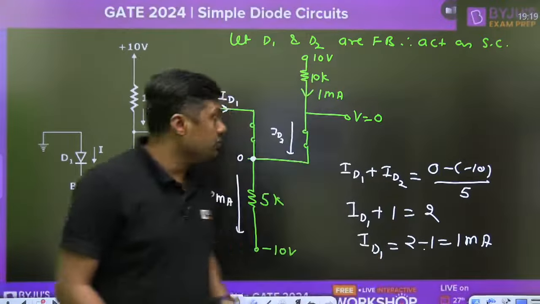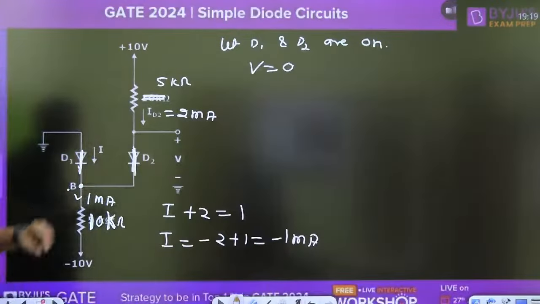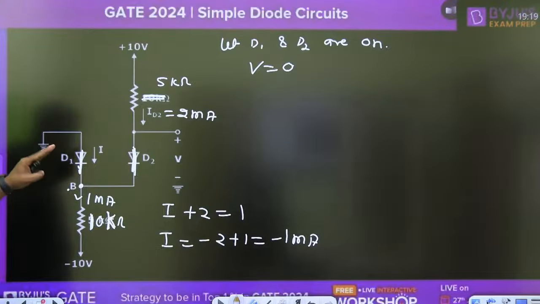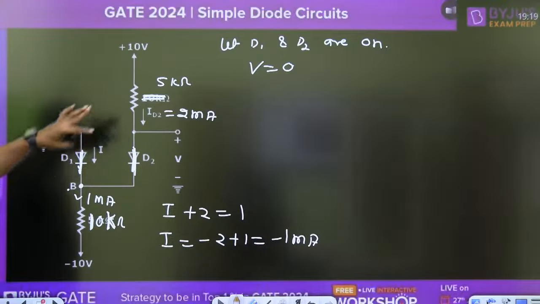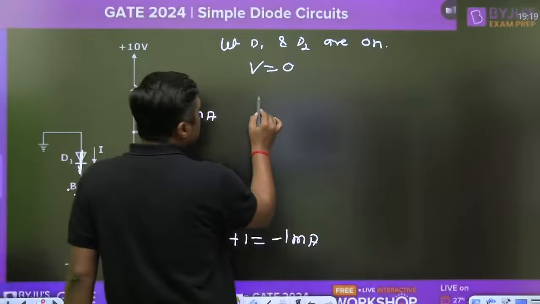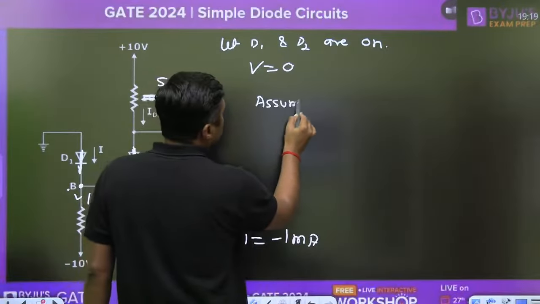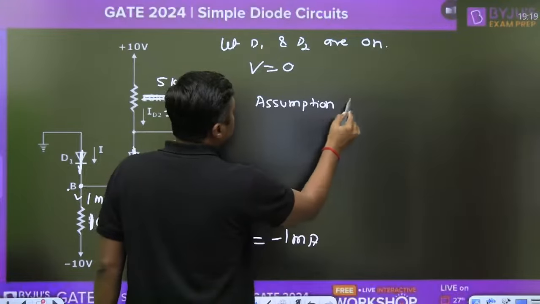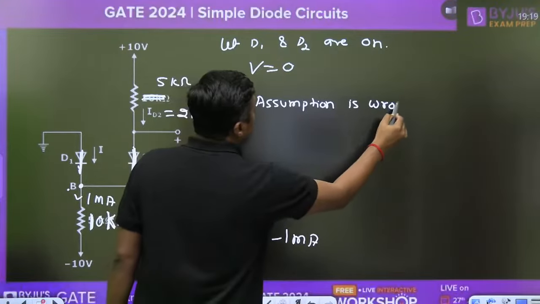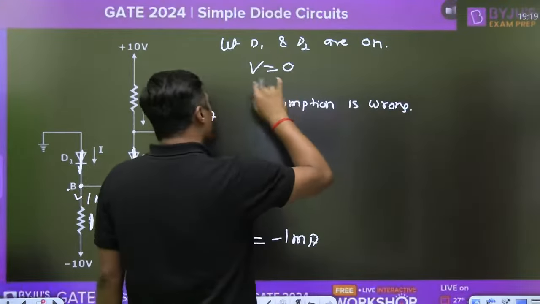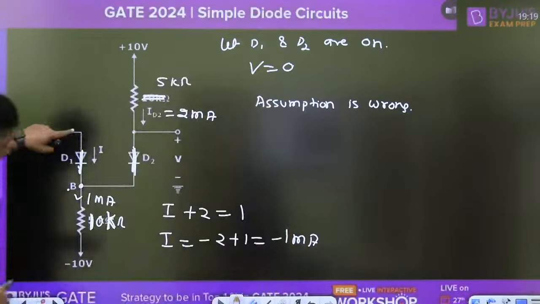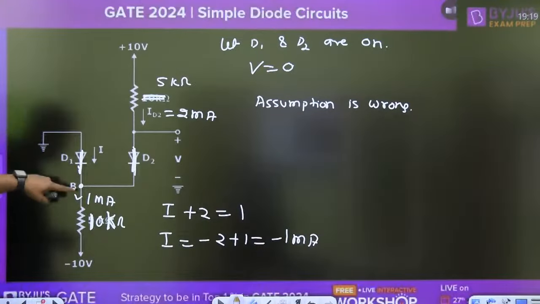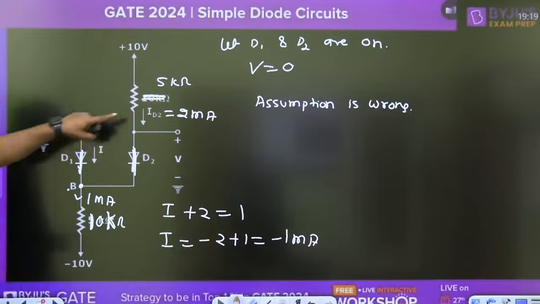In the second case, when we are changing the value of the resistance here, 5 kilo ohm and 10 kilo ohm, now our assumption that the diode is forward biased is wrong. You have to check. If your assumption is wrong, what is the condition? It will not allow current in the reverse direction. That's why D1 is off, let D2 be on.